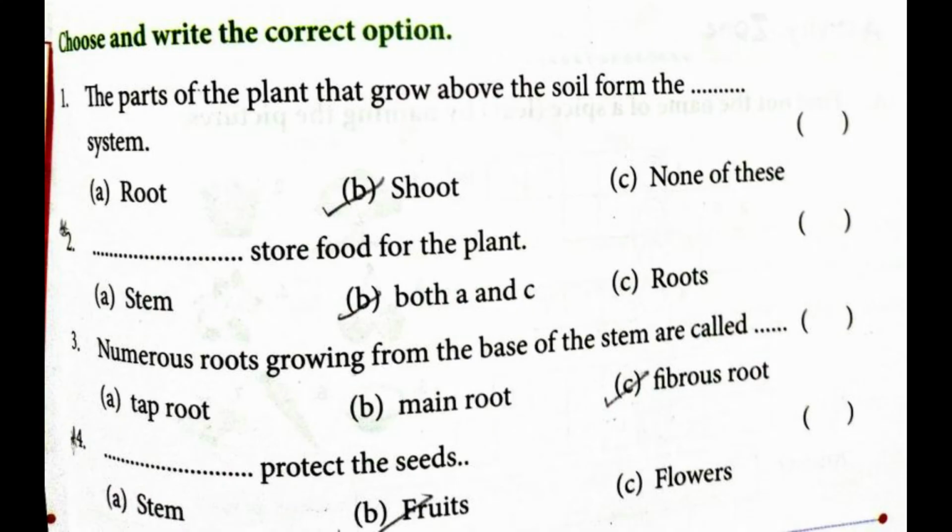Second section, choose and write the correct option. First one, the parts of the plant that grow above the soil form the shoot system. Second one, stem and roots store food for the plant. Third one, numerous roots growing from the base of the stem are called fibrous roots. Fourth one, fruits protect the seeds. Fifth one, plants that have a taproot cannot be easily uprooted.